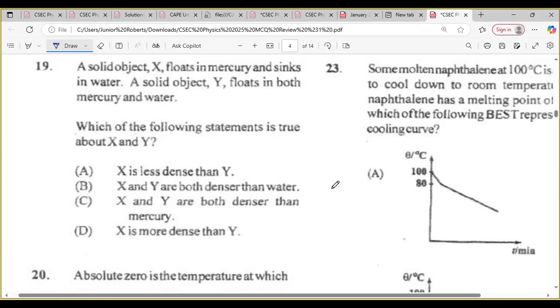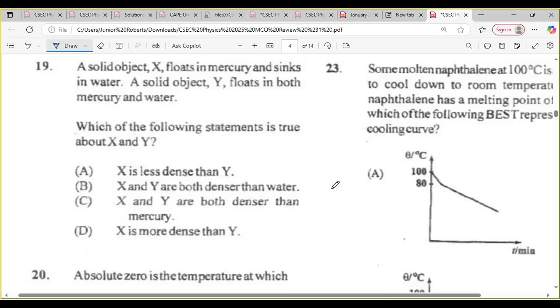So number 19 says a solid object X floats in mercury and sinks in water. A solid object Y floats in both mercury and water. Which of the following statements is true about X and Y? So X floats in mercury, but it sinks in water. But Y floats in both mercury and water. So it says, which of the following statements is true about X and Y?